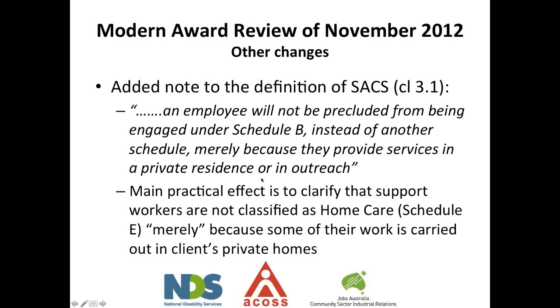The other thing that was clarified is that just because someone goes into a private residence or into outreach doesn't mean that will necessarily push them into Schedule E or the home care section. If someone's going into a client's private home and providing cooking, cleaning and personal care, it is possible that they go into home care, but you really need to sit down with that person's position description and have a look at it. If they're providing the higher level assistance to living, taking them out to appointments, writing up the care plans, it's very likely that they'll be pushed into the SACS part of the SCHADS modern award.